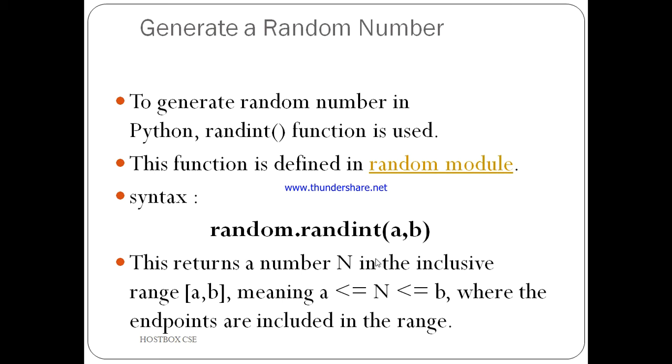Do you want to generate a random number? It is easy and possible. To generate a random number in Python, the randint function is used, which is defined in the random module. The syntax of randint is random.randint(a, b). What will happen if you give this statement? It returns a number n in the inclusive range of a comma b, meaning a is less than or equal to n and n is less than or equal to b, where the end points are included in the range. I'm going to give a small example to understand a random number.